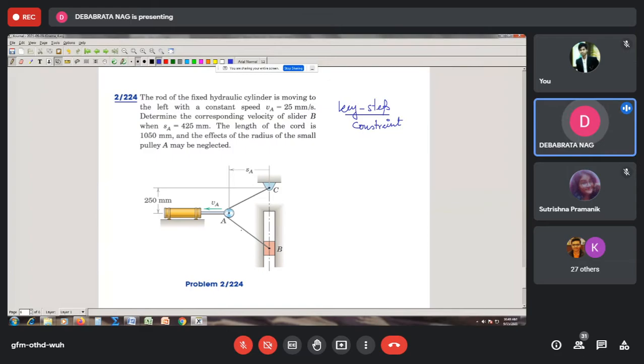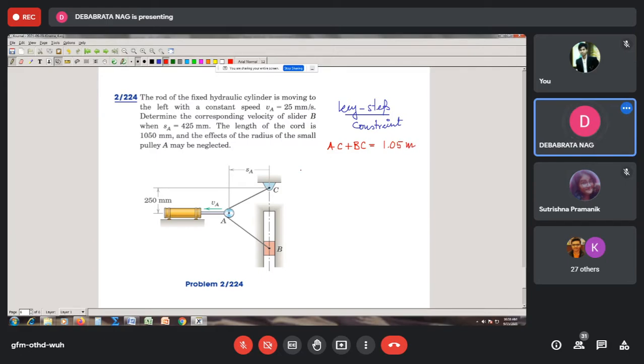So the total length can be written like this: AC plus BC, with A being the center of the pulley, and all these will be measured with respect to the center, is equal to 1050 millimeter. Expressing it in meter, this is 1.05 meter.